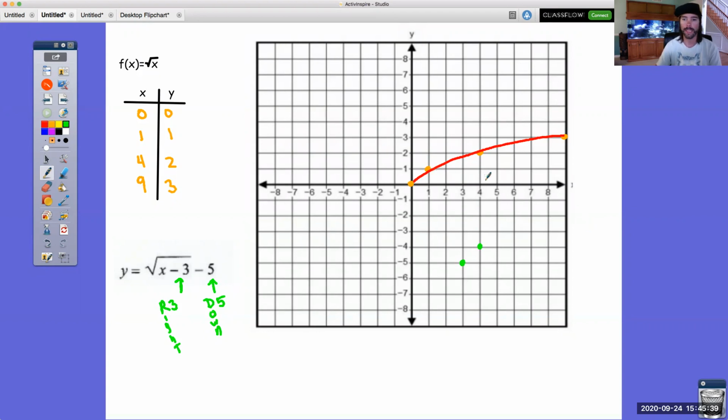1, 1 is now at 4, -4. Okay, moving 4, 2 to the right 1, 2, 3, down 1, 2, 3, 4, 5. And moving your last point, 9, 3.